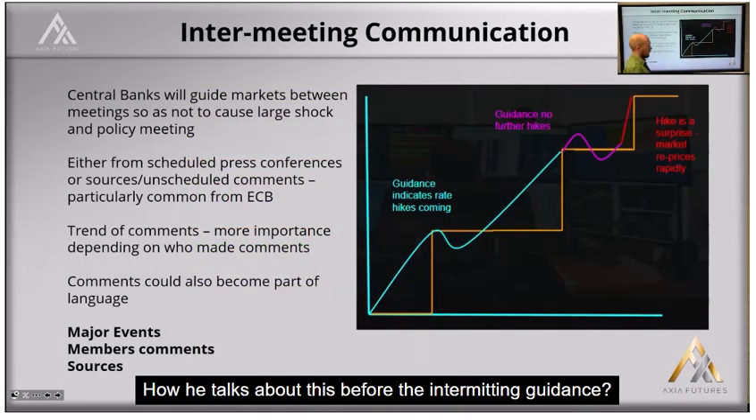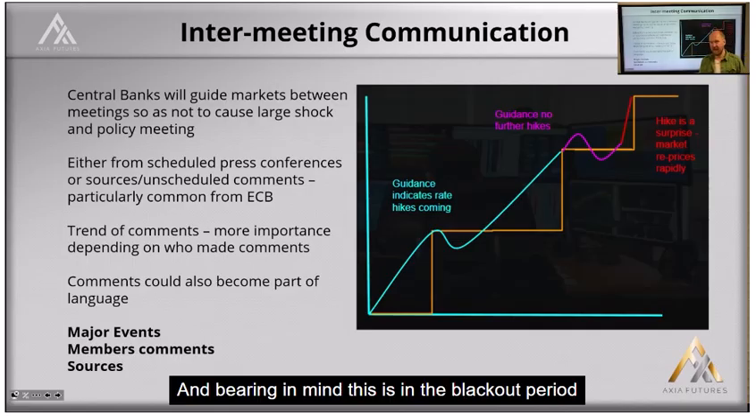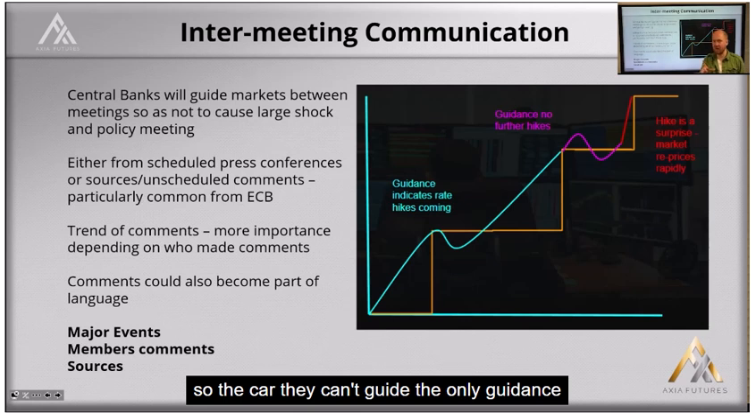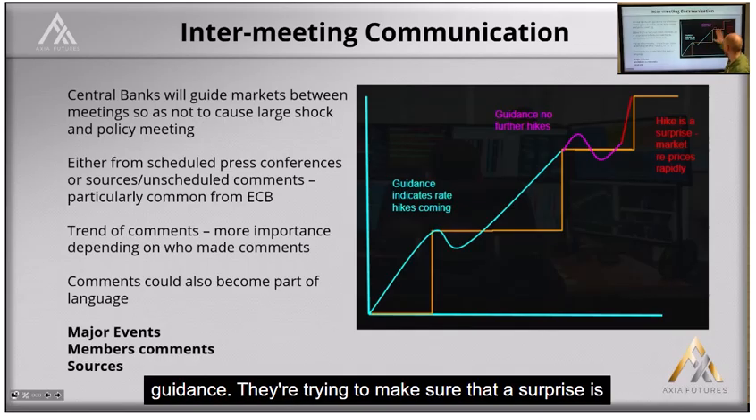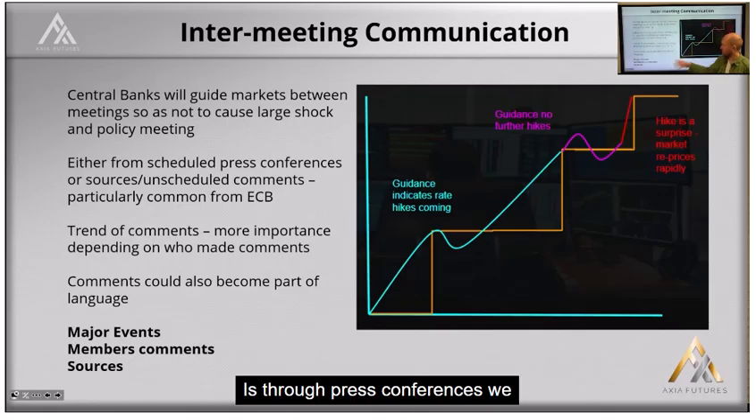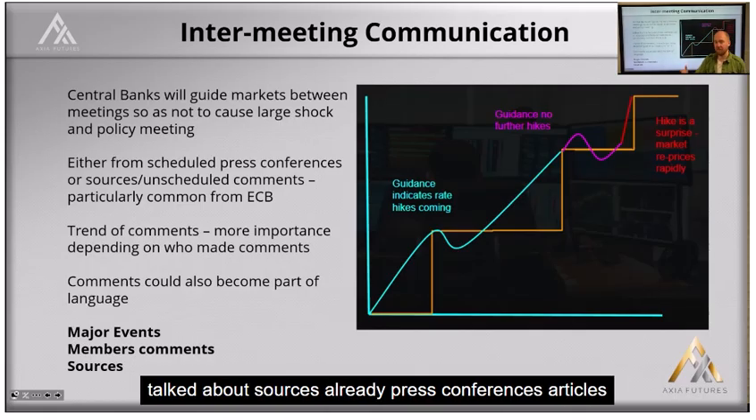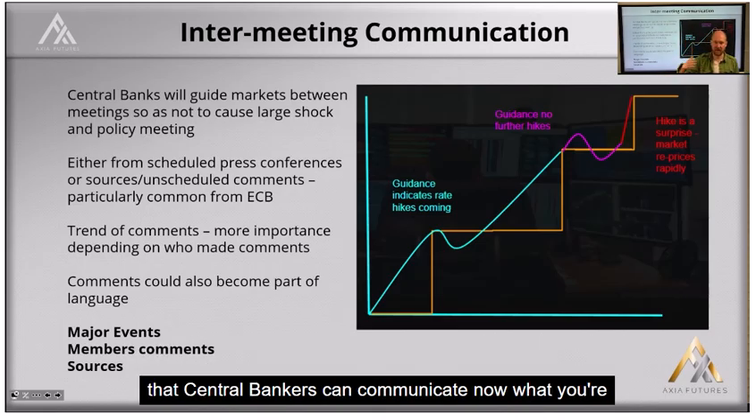We talked about this before, the intermeeting guidance. So with that data, and bearing in mind this is in the blackout period, so they can't guide, the only guidance that we've had was the Wall Street Journal article. That was the most recent thing. Now we know what they're trying to do with the guidance. They're trying to make sure that a surprise is not there. And the way that they do this is through press conferences. We talked about sources already: press conferences, articles in newspapers, all of these ways that central bankers can communicate.